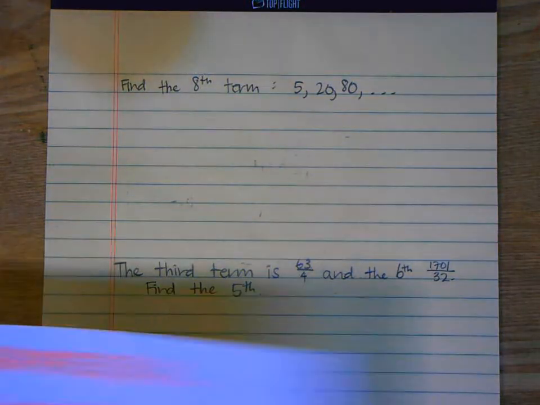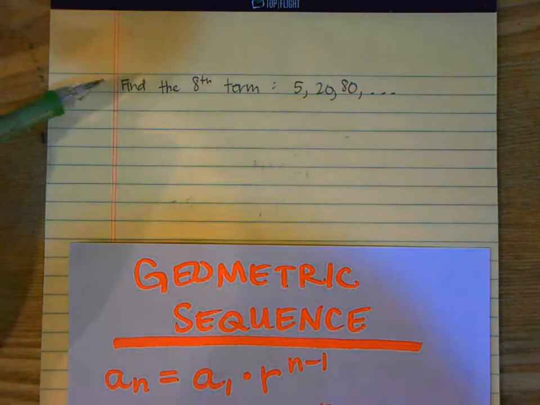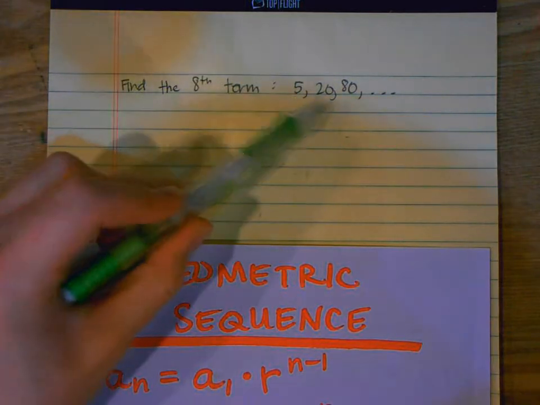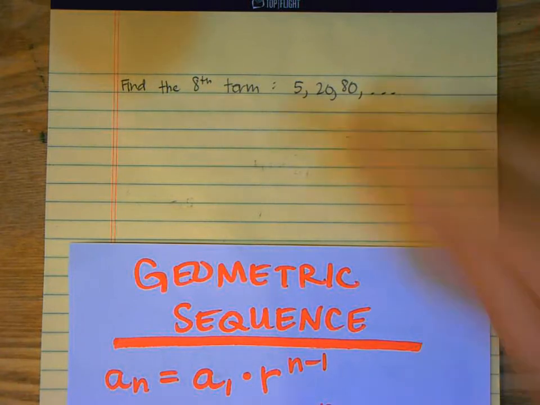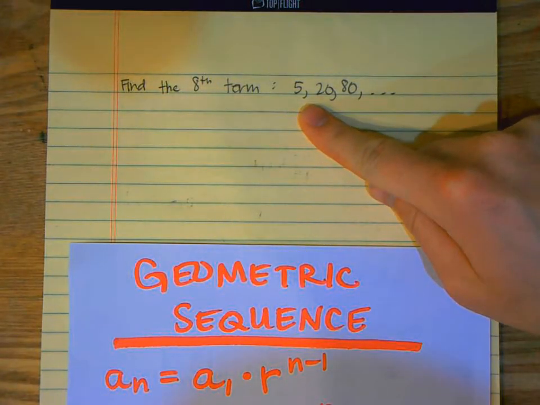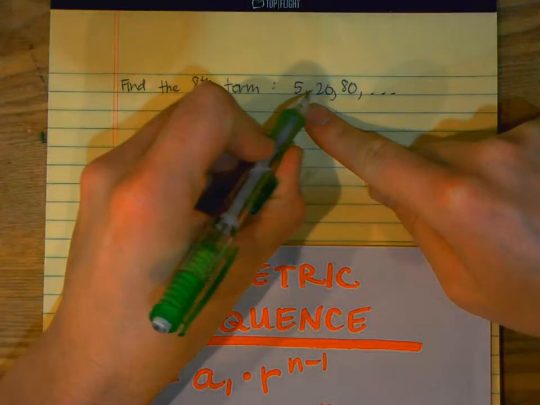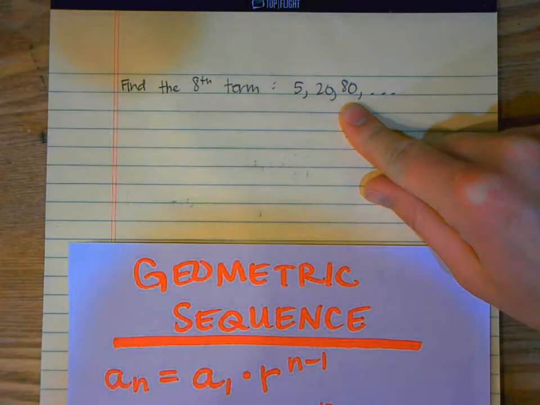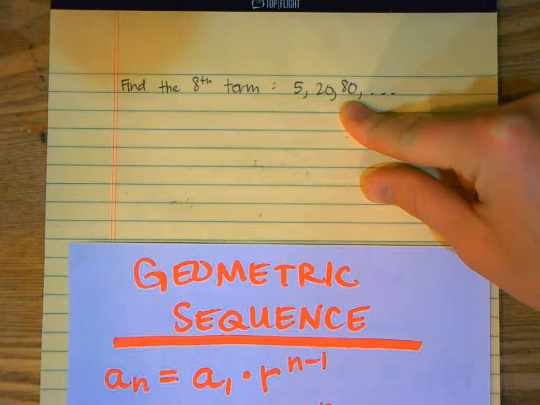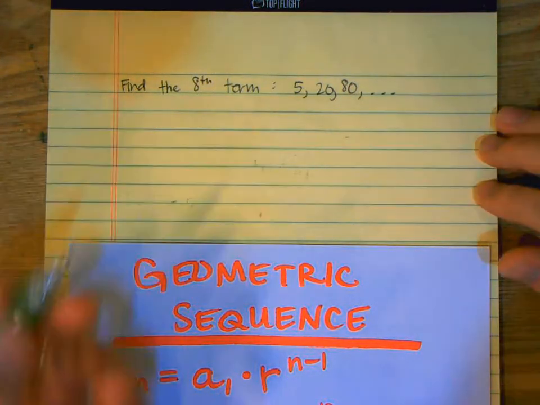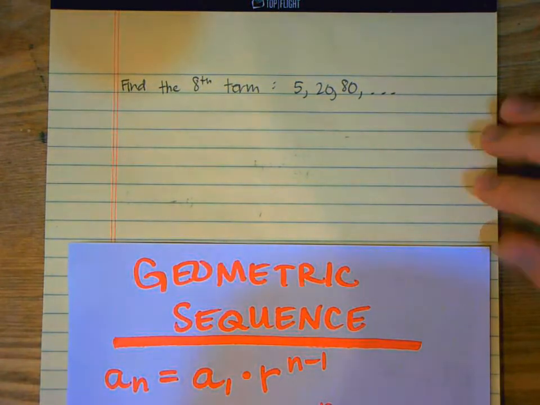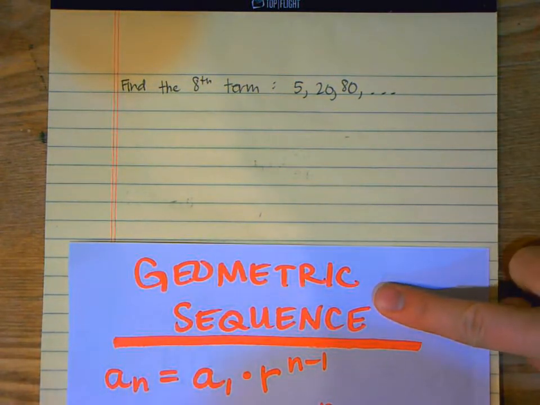So let's look at this first problem. It wants me to find the eighth term of 5, 20, 80, and so on. And when I think about what's going on here, if I wanted to find the common difference before I knew what type of sequence it would be, the difference here is 15, but the difference here is 60. And obviously 15 and 60 are not the same. So I know it can't be arithmetic, so that tells me it has to be geometric.